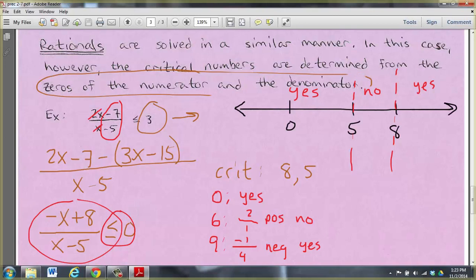Alright, so I didn't want to get rid of that. Let's try this again. My correct regions are going to go from, do I use a curved bracket there, or do I use a hard bracket? Right there, it's a less than or equals to, so I actually use a hard bracket.